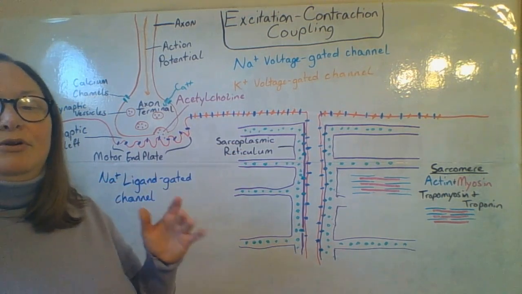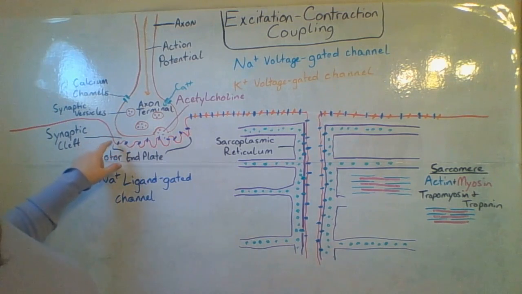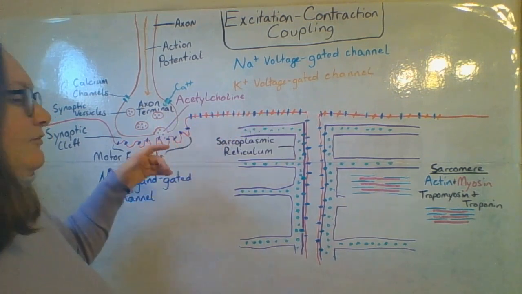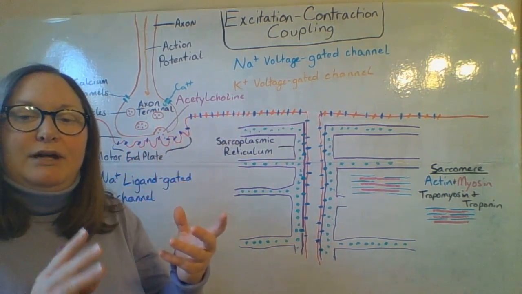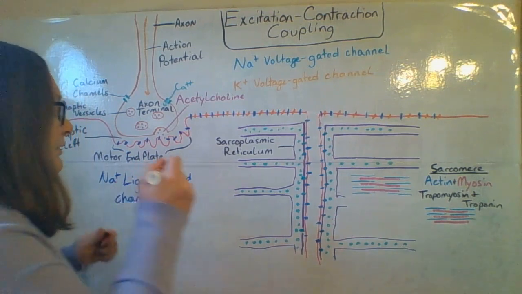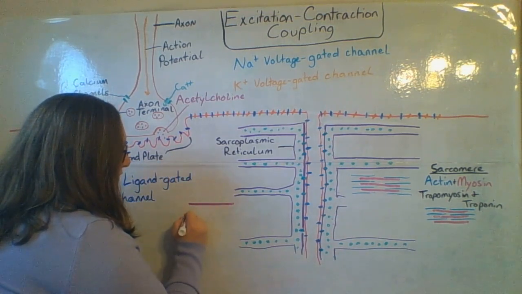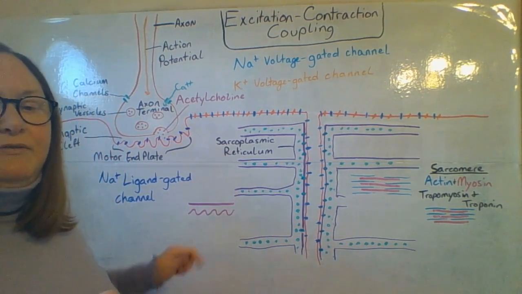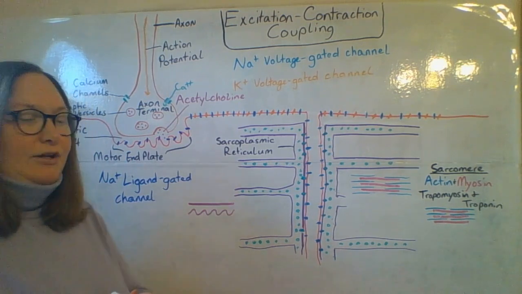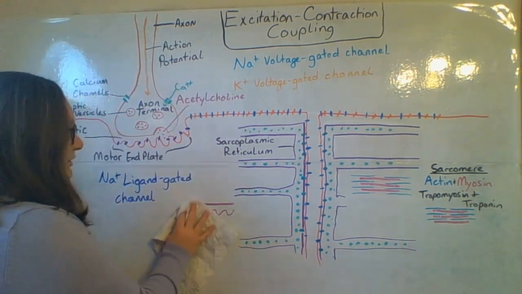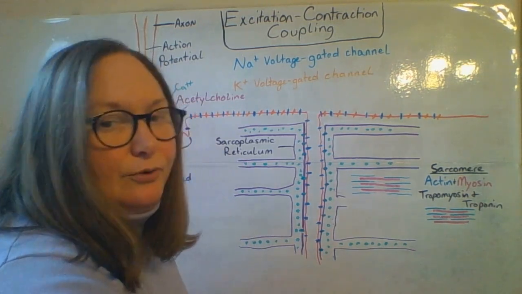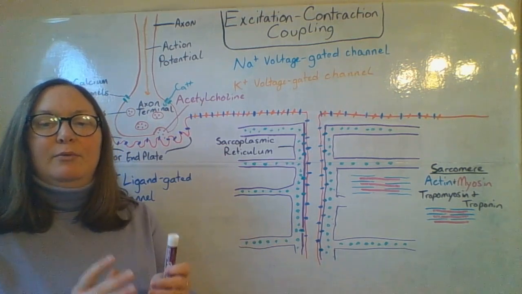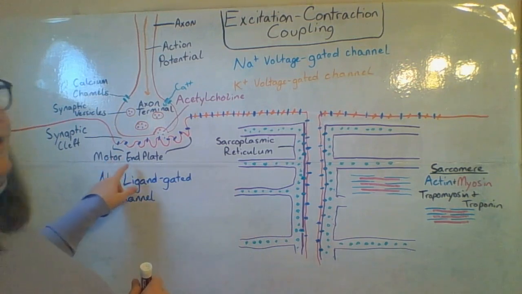And the motor end plate is special. Look how I drew it. I drew it wavy. So instead of being nice and flat, it's wavy. Its membrane is bunched up. And why do we have that in the body? Remember which line is longer? If I had two pieces of string, which one would be longer? The wavy one, right? We have more surface area. So this increased surface area allows for more events to take place.